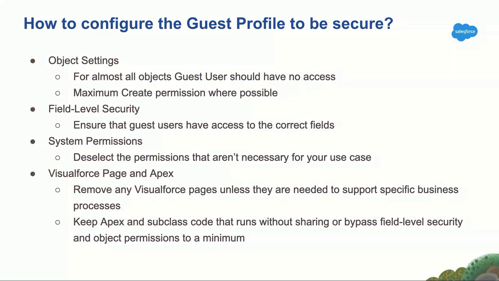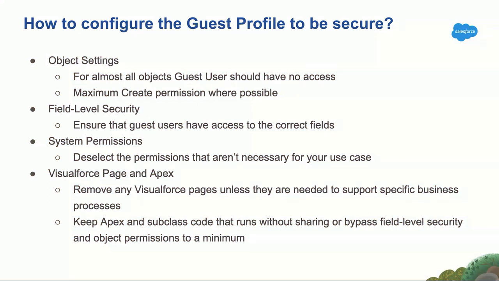Once you've done with object permissions, the next step is field level security. Now that you've reviewed which objects your guest user needs access to, check if the fields have the right access. So based on your use case, review all the fields that this guest user has access to and ensure that it has access to just the right amount of fields. Another critical area of the guest profile is system permissions. We do recommend that you deselect any system permissions that you do not need for your use case.